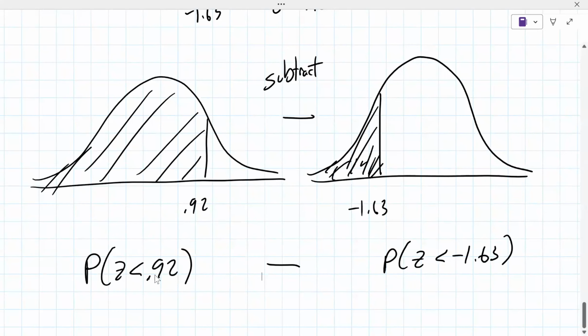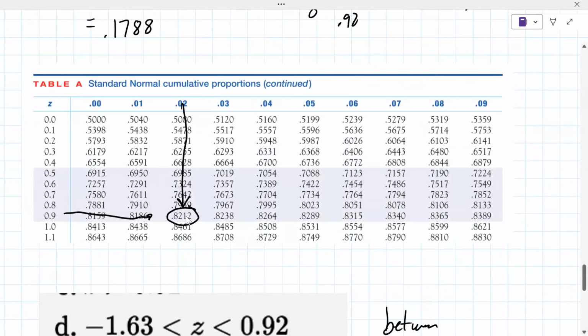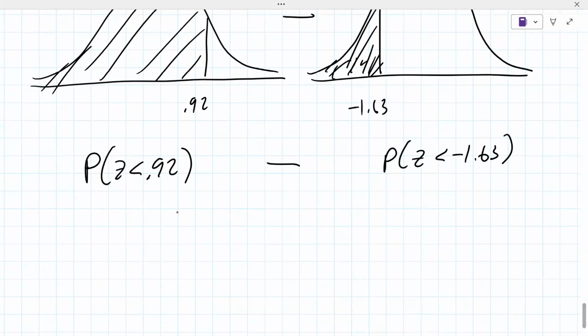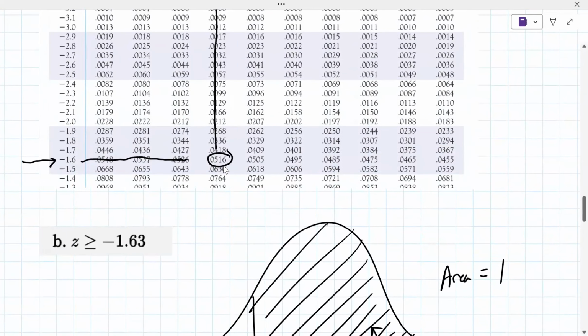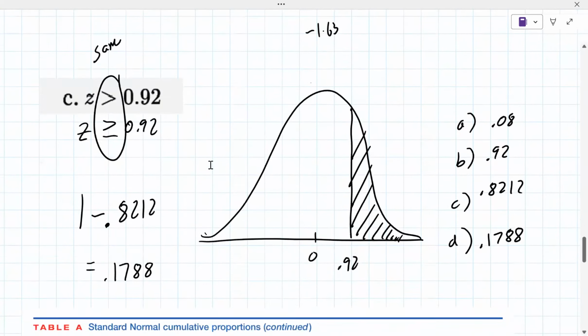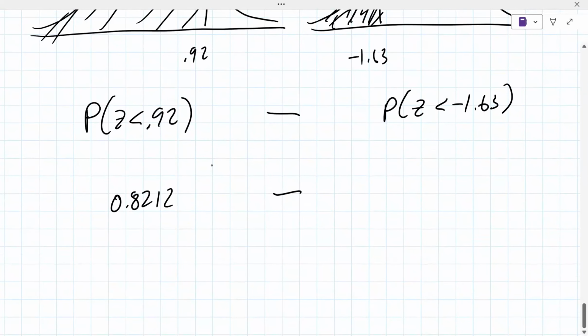So let's go to the table. We actually already have this number. But again, to go to the table, it's 0.8212. And then the area left of minus 1.63, we actually already found that from a previous problem, 0.0516. And so we subtract those to get our result. Point 7696.